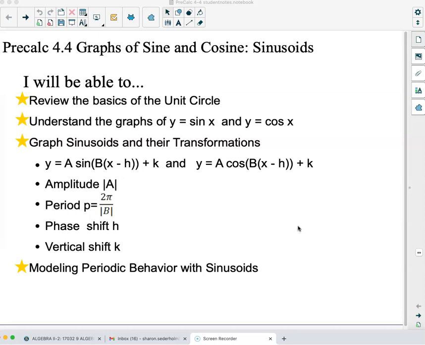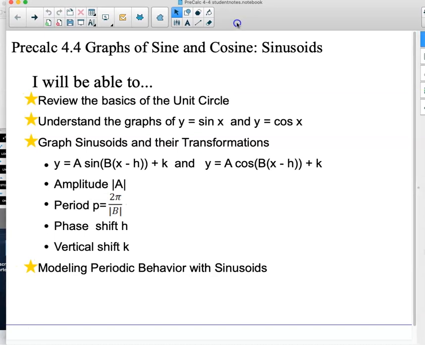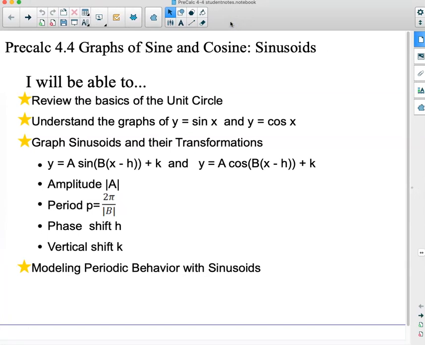I'm going to skip ahead and just start talking about how we graph sinusoids. So that's what 4.4 is about, us getting used to the graphs of sine and cosine. And we've shown you some graphs before where you realize tangent is a different animal. It really is. So sine and cosine fit together in this group of graphs called sinusoids. We want to be able to review those basics of the unit circle because that's where the graphs of sine and cosine come from. And we want to understand those graphs. How do we graph them? We're going to be doing that in great detail by the end of these 4 days.